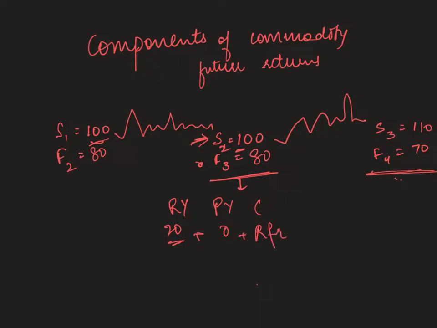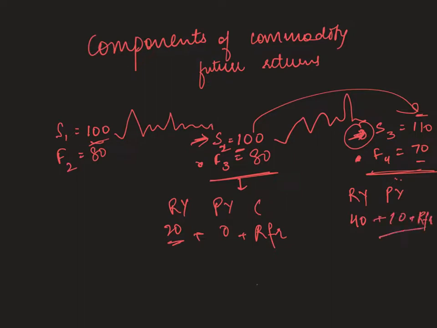Now here I had something worth 110. I sold that, got the same thing for 70. So my roll yield is 40. My price has gone up 10, so my price yield is 10, and whatever is the RFR.